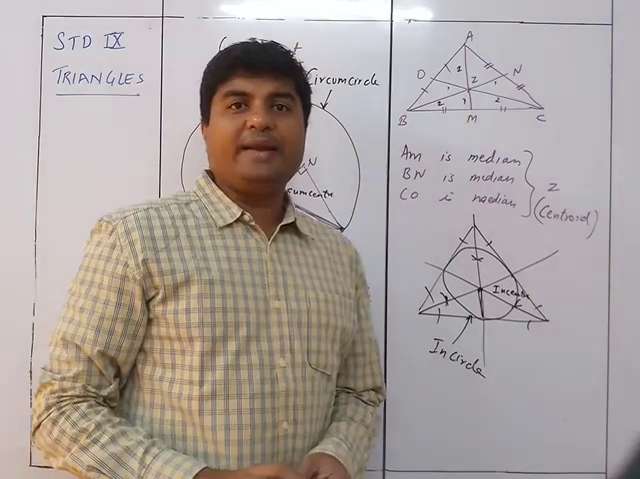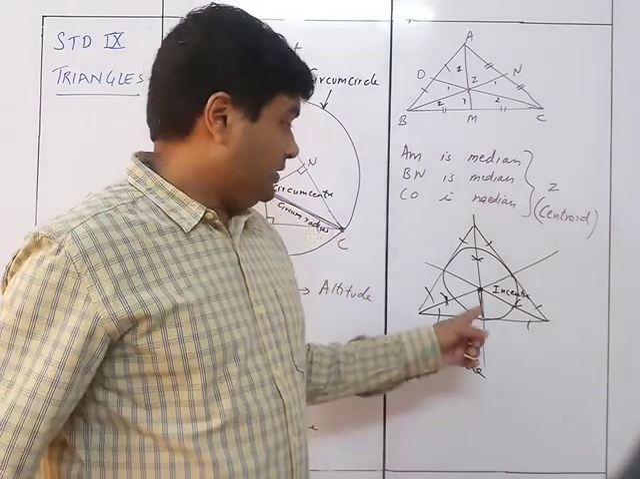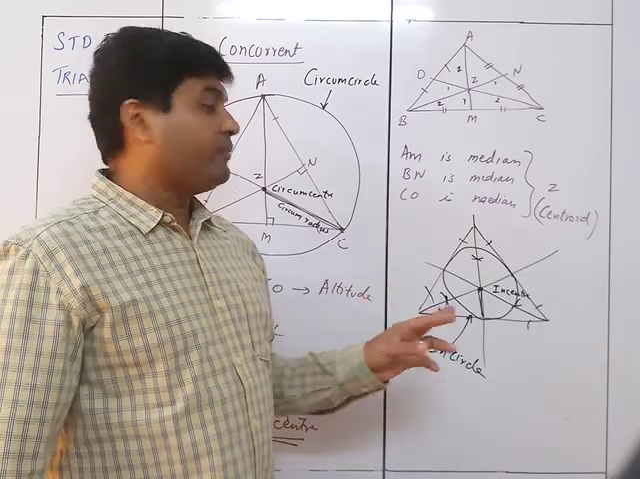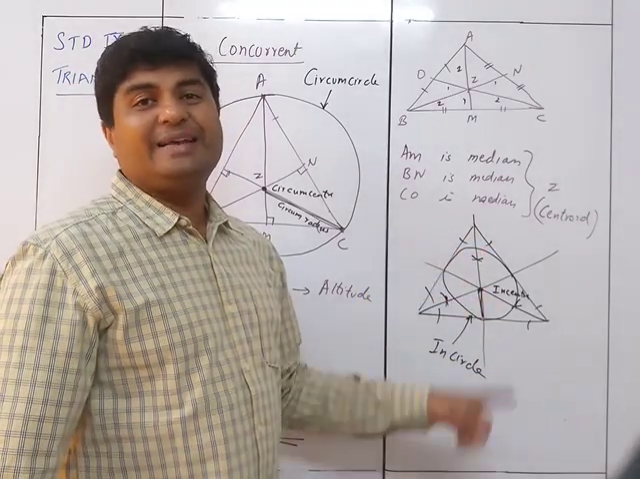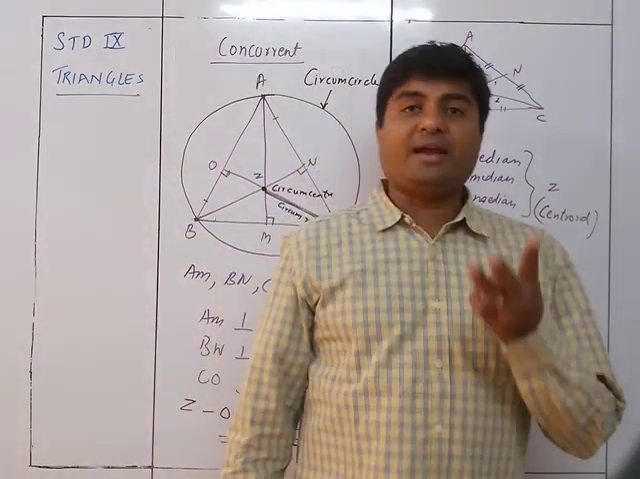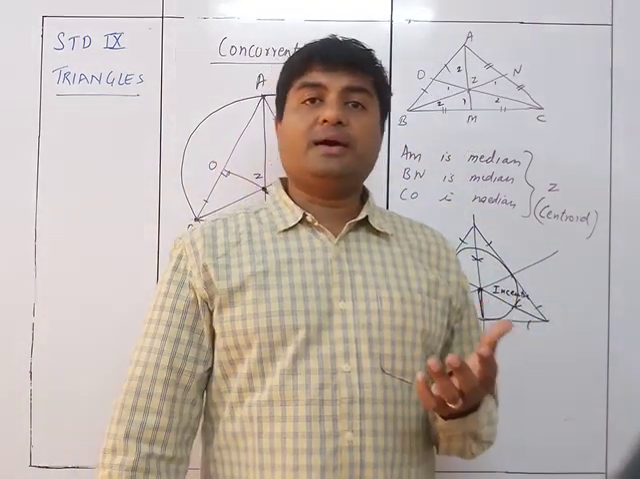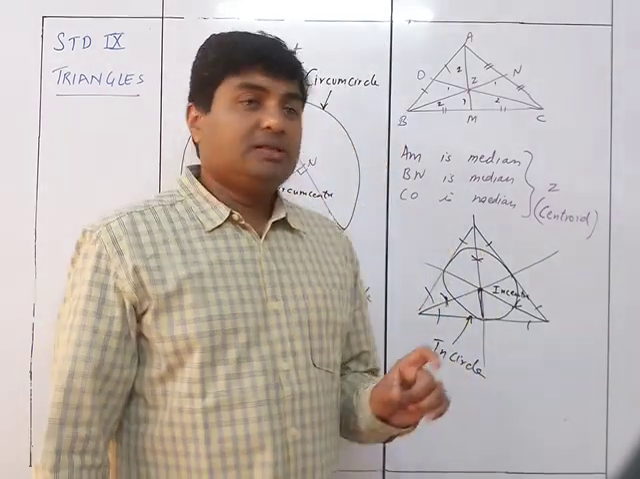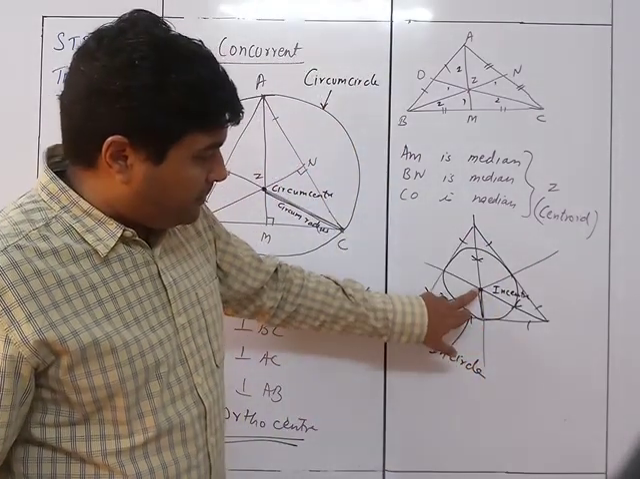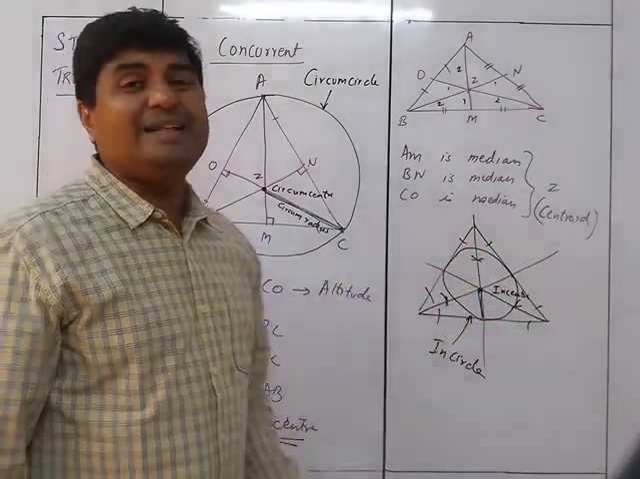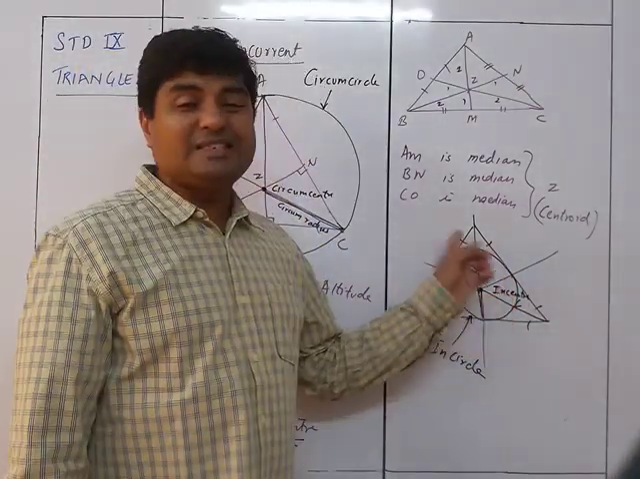Okay, so one is the incenter. The incenter is the concurrent point of the three angle bisectors of the three angles. The point where the angle bisectors of the three angles meet is nothing but the incenter. The radius, what is given over here, the perpendicular distance between this and this will be the radius, and that gives me the incenter. This is the incircle.